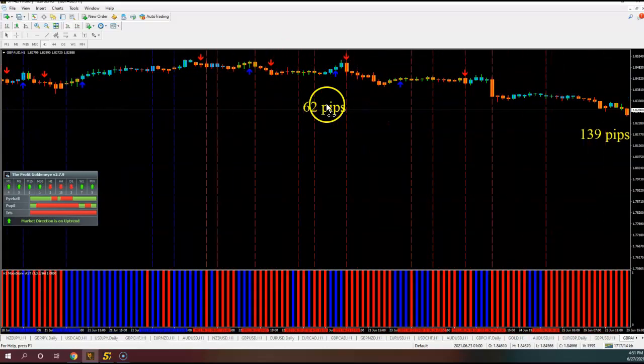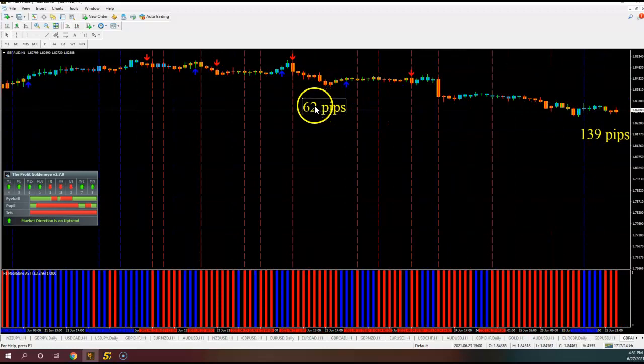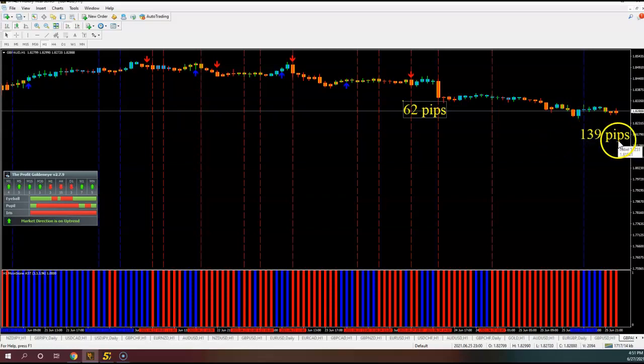So I took this trade. It generated 62 pips. Okay, and then it generated another sell signal. So I exited this trade and then I took another trade and then exited on Friday for 139 pips. Let's look at some other.